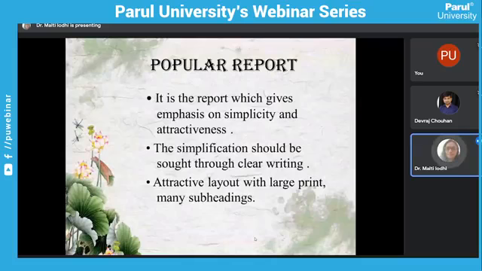Now next we'll see the popular reports. What are popular reports? It is the report which gives emphasis on simplicity and attractiveness. So the report which is very popular must have simplicity as well as be attractive, so that it can be used by the consumer very well. The simplification should be sought through clear writing. Yes, through clear writing, you can make your report strong and attractive. Attractive layout with large print, many subheadings you can put.